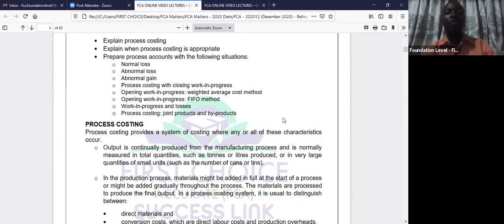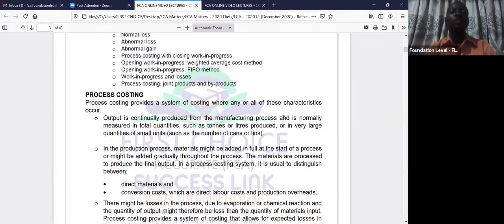Now, when the loss goes beyond what is normal, the excess becomes abnormal loss. Sometimes you may be surprised that instead of making that normal loss, you are making less than the normal loss than what you expected. And so you made abnormal gain. We'll be discussing all that.